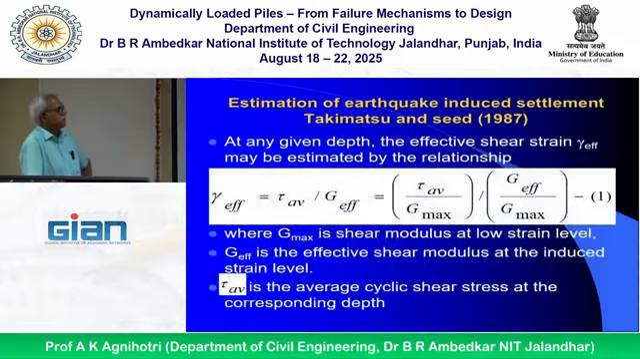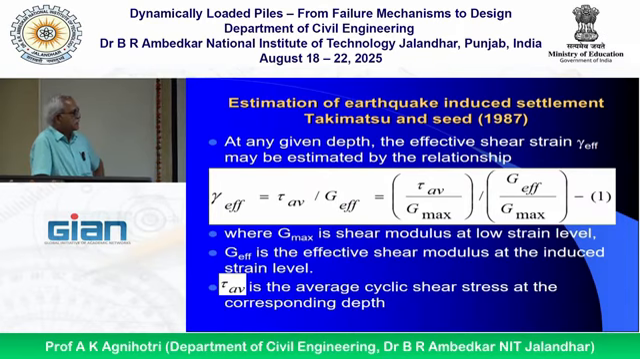So at any given depth, effective shear strain, gamma effective, may be estimated by this relation. Gamma effective is the effective shear strain. What is tau average? Average cyclic shear stress. Stress upon strain is modulus, so G effective is the effective shear modulus. So tau average upon shear modulus, that is shear strain. So gamma effective is tau average upon G effective.